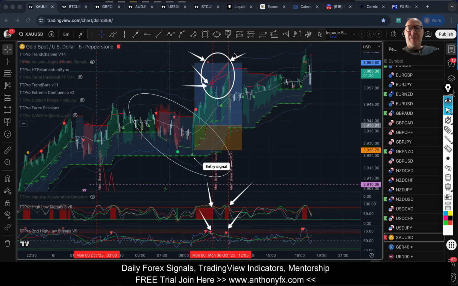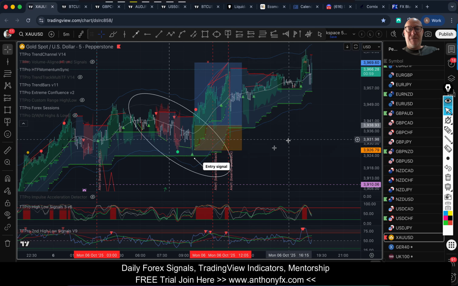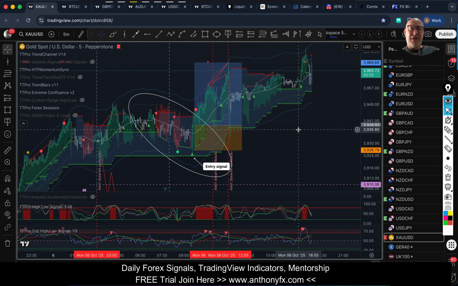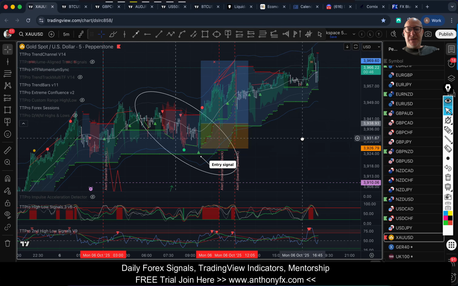What are we up? 0.3. Okay, so if you followed it exactly as per the strategy, 0.3 and 2.5, right? So you're up 2.8R if you followed this exactly as per the indicators and the signals. So you gain 2.8R, 2.5, whatever. So it's as easy as that, guys.